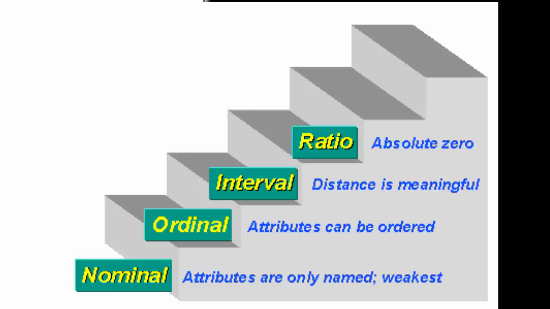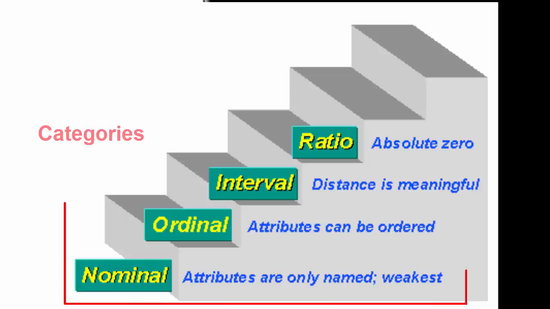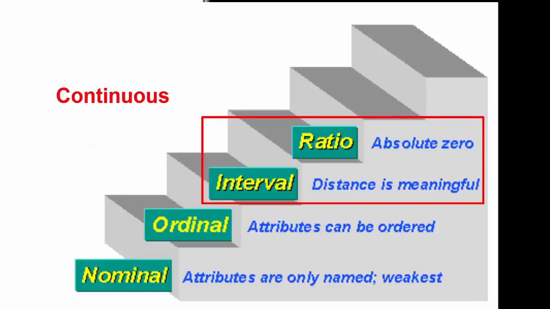To summarize this discussion, the 4 levels really boil down to 2 levels: categories, nominal and ordinal, and continuous variables, interval and ratio. If you can use responses that measure at the continuous level, then the number of sophisticated statistical tools from which to choose is greater.